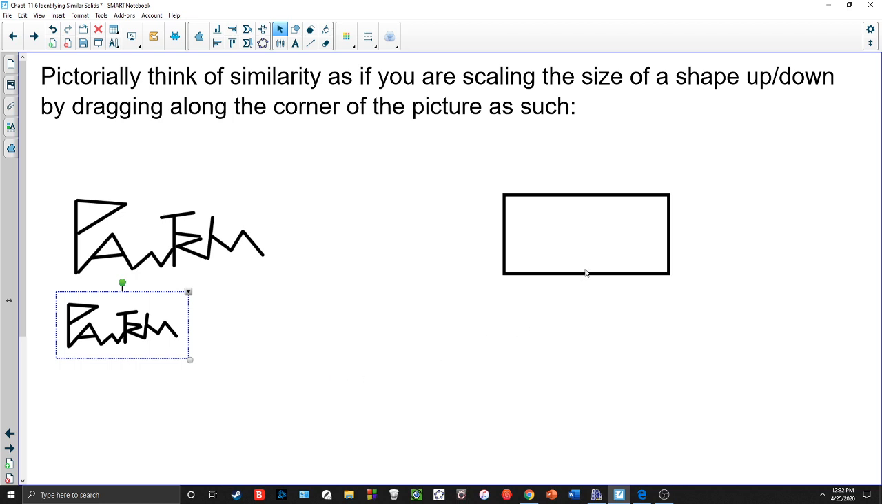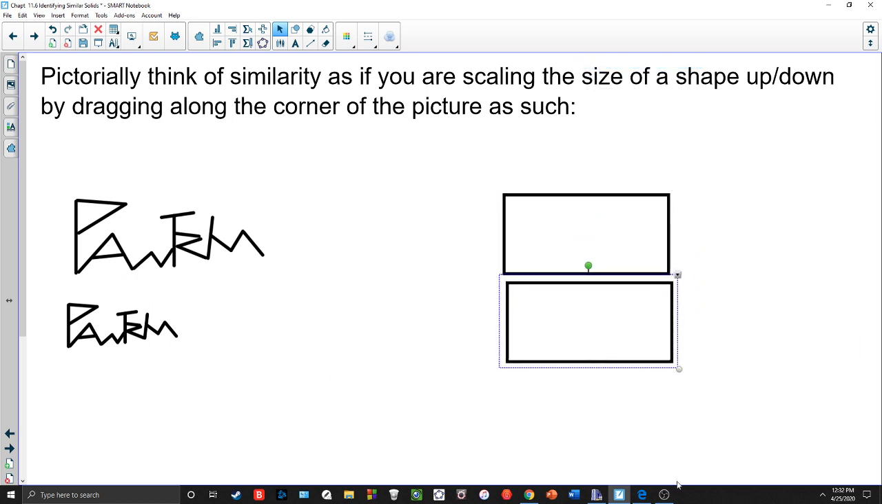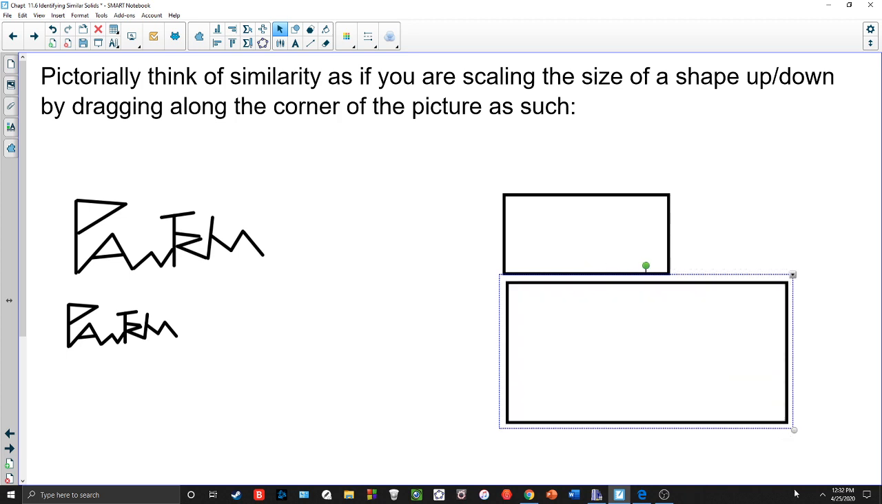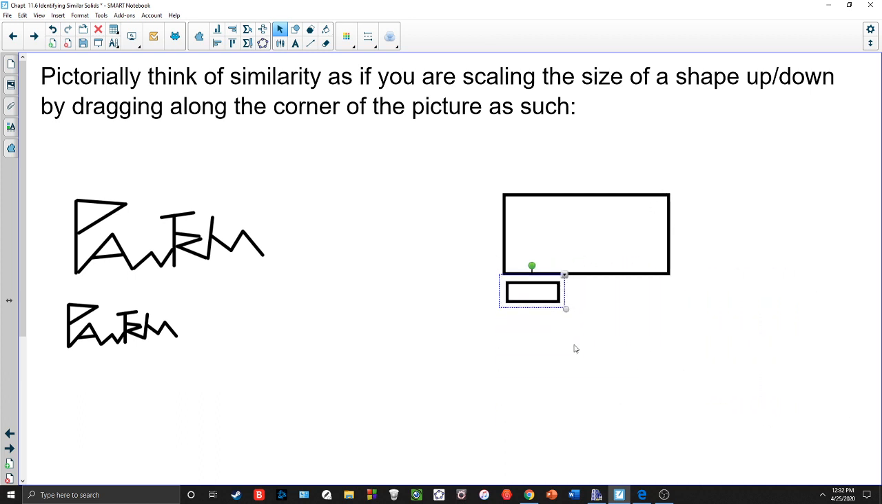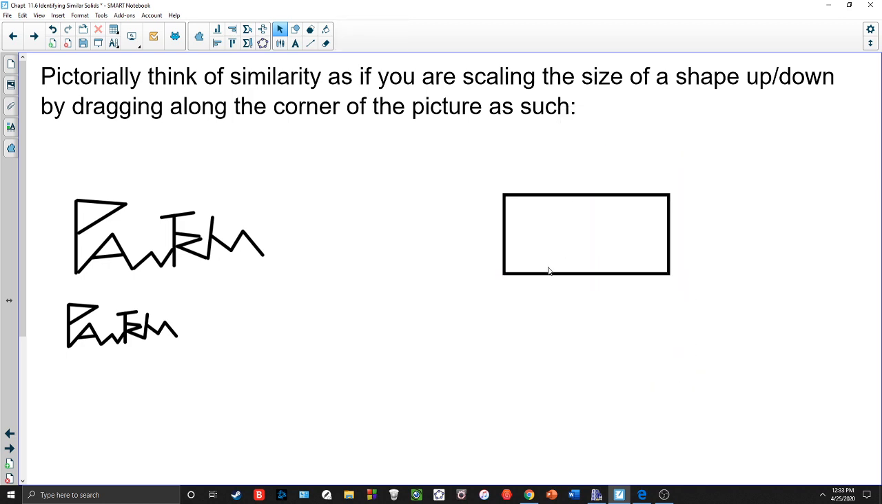If I use a more basic shape like a rectangle, it's the same idea. These two shapes are congruent. This shape might be twice as big as the original shape, so this length and this width might be twice as big as their originals. Or if I scale it down, maybe it's a fourth as big as it was originally. Let me delete this here and get another clone.